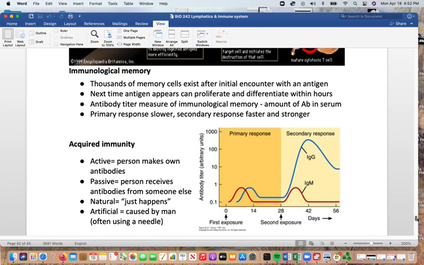One way we can measure the amount of memory is with an antibody titer, the amount of antibody in the serum. So your primary response is slower, the secondary response is faster and stronger. That's the idea with vaccination, is to hopefully have it be a secondary response when you would encounter the pathogen.